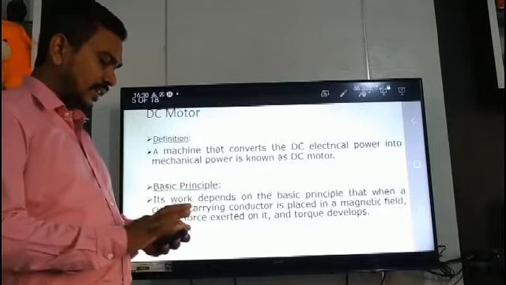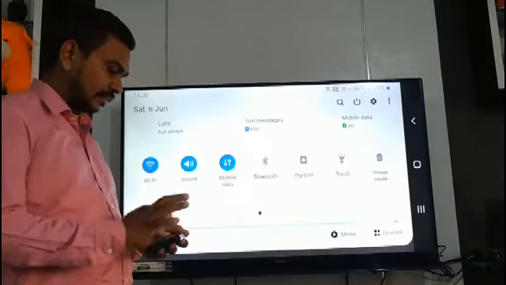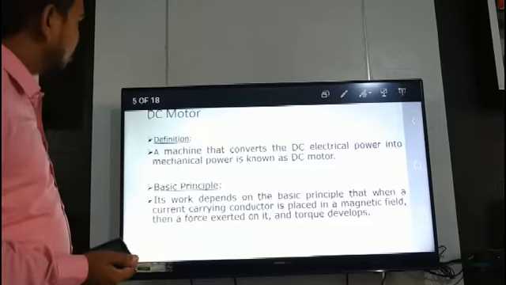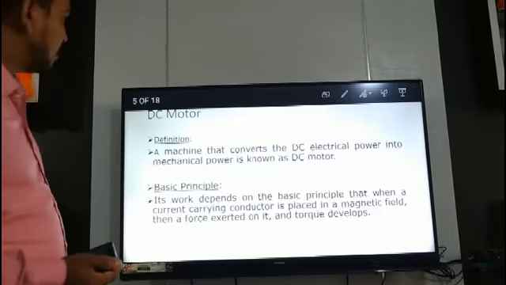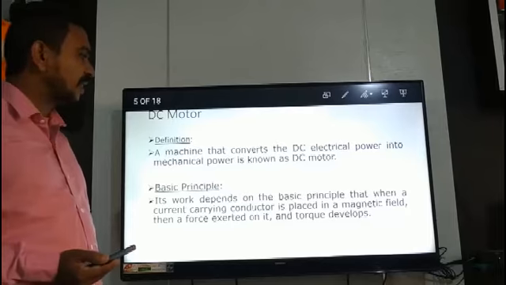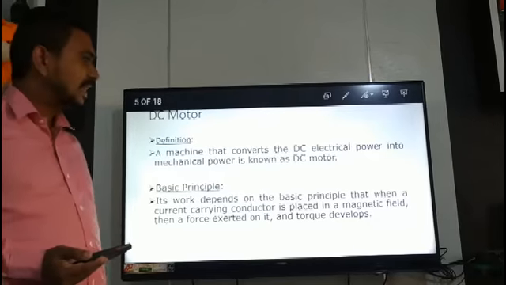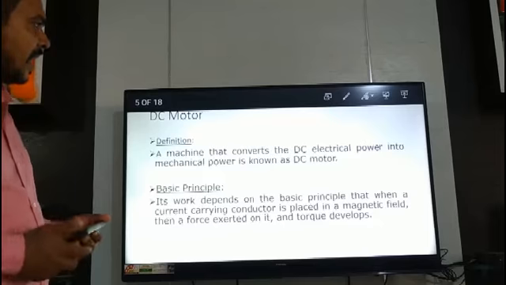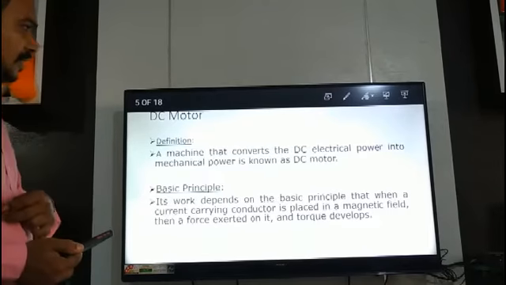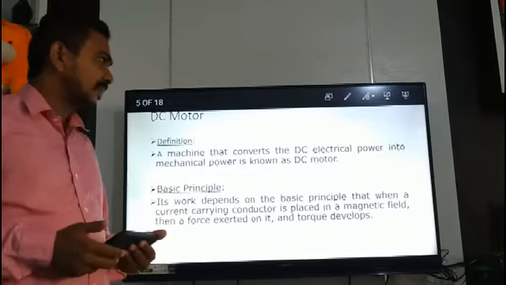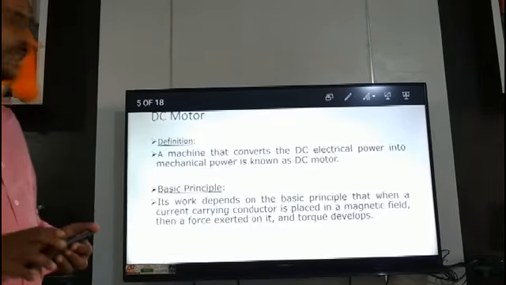Okay, now if we discuss the DC motor, first of all the definition of the DC motor: a machine that converts DC electric power into mechanical power is known as the DC motor. So the supply given to the motor is DC, and this motor takes DC power and converts it to mechanical power. That's why it is known as the DC motor.